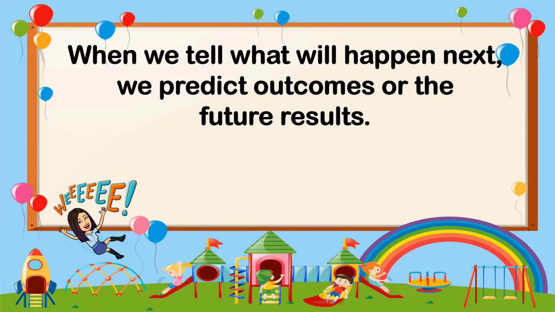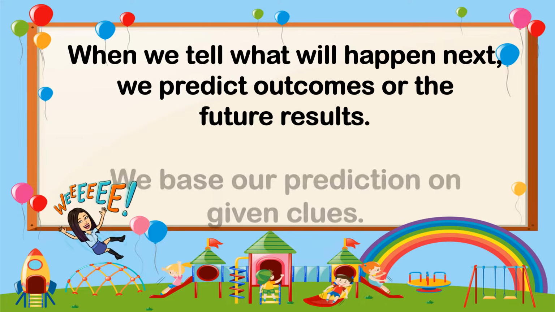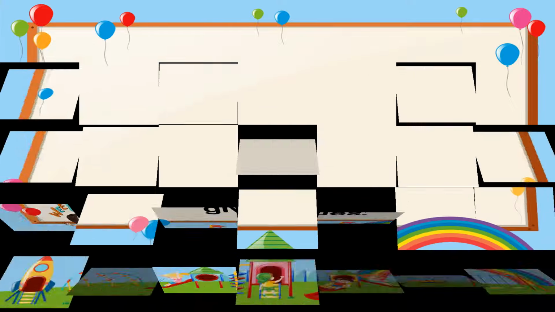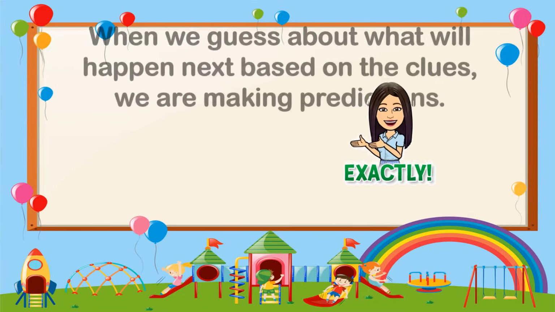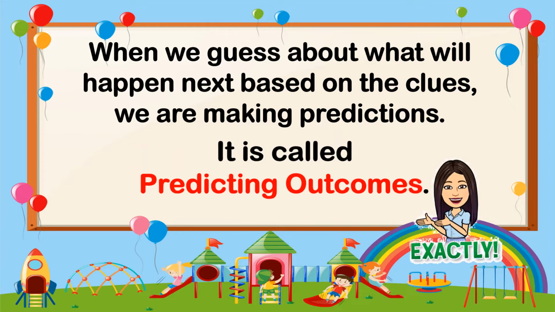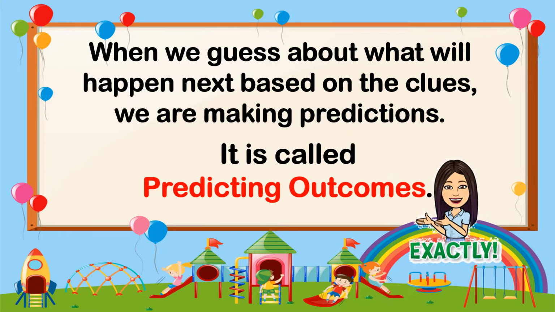When we tell what will happen next, we predict outcomes or the future results. We base our prediction on given clues. When we guess about what will happen next based on the clues, we are making predictions. It is called predicting outcomes.